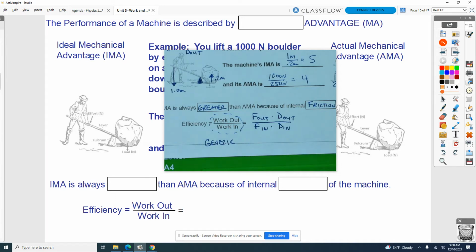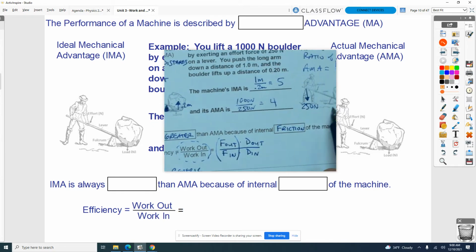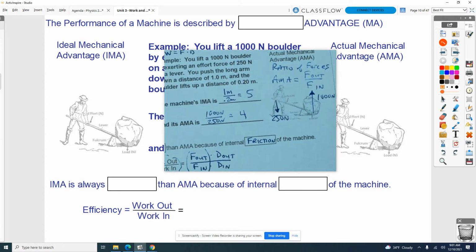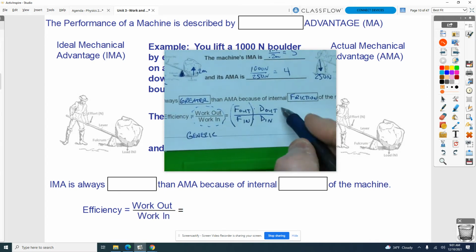Now, we've learned some things about associative properties in mathematics, and instead of F out being associated with D out, I'm just going to go ahead and regroup these. I'm going to take F out and associate with F in. The reason for that is that I have something that describes how F out and F in are related. They're related through the AMA. So let's go ahead and replace that F out over F in with the AMA.